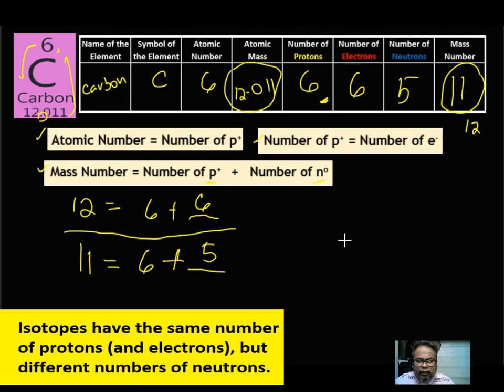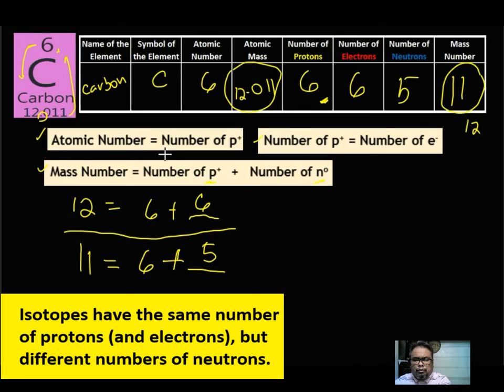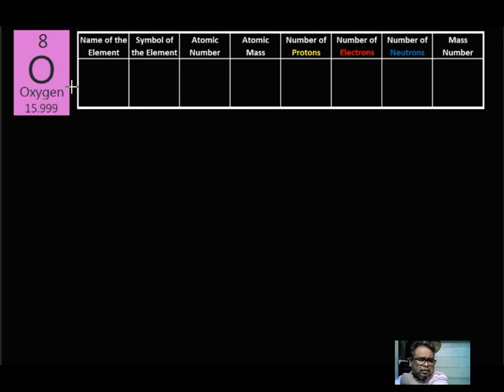Okay? So, let's have another one. Right. So, oxygen. So, don't forget our rules. If you can remember them or write them down, that would be better. So, the atomic number is the number of protons. The number of protons is the number of electrons. The mass number is the sum of protons and neutrons. Okay. So, for oxygen, the name of the element is oxygen. And the symbol for oxygen is capital O. The atomic number is 8.